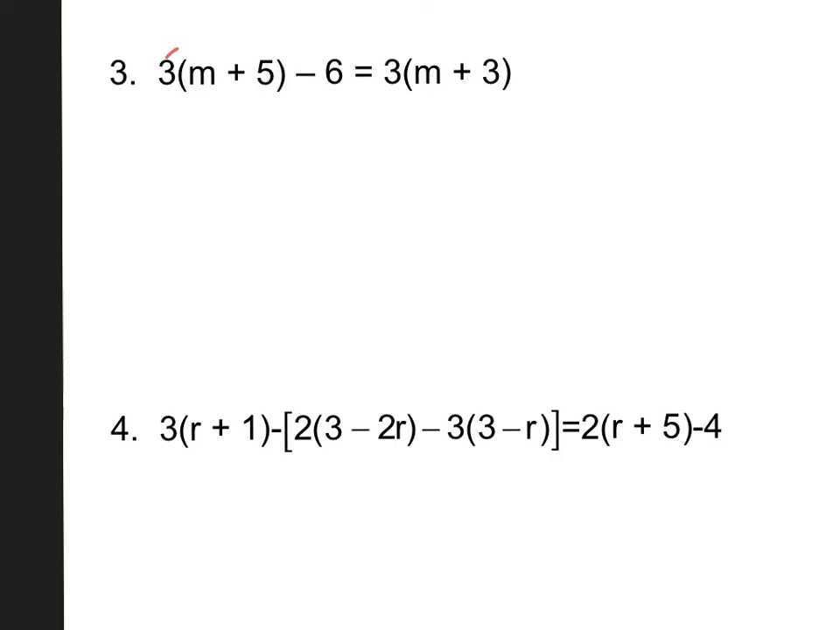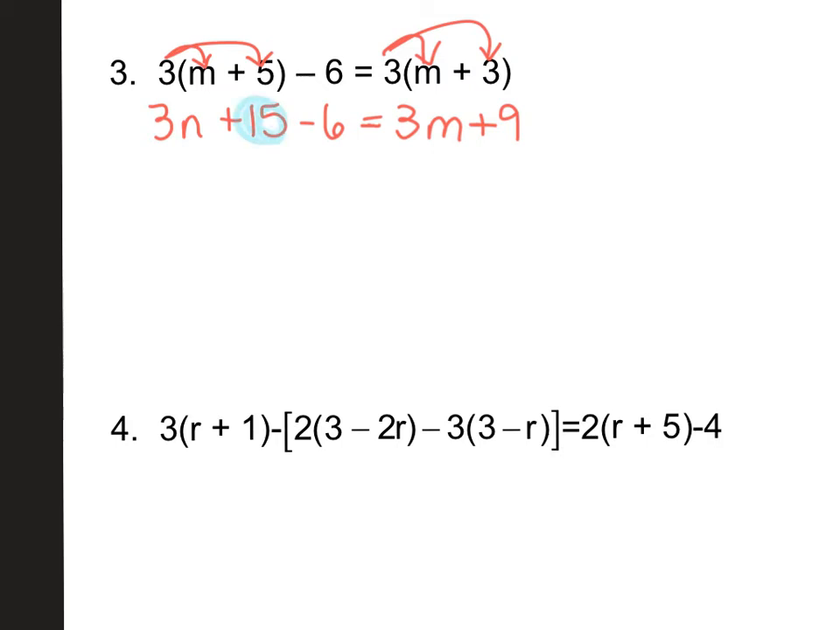Same thing, we need to go ahead and distribute first. And we're going to have to do that on both sides. So on the left, I get 3m plus 15 minus 6. And on the right, I get 3m plus 9. Okay, I do need to go ahead and combine my like terms here.